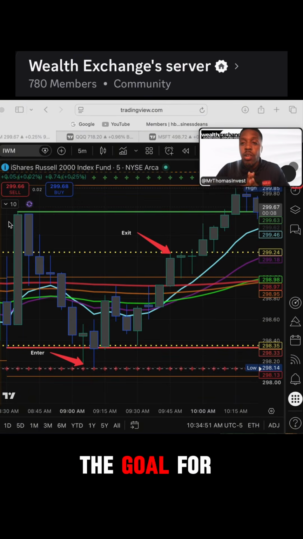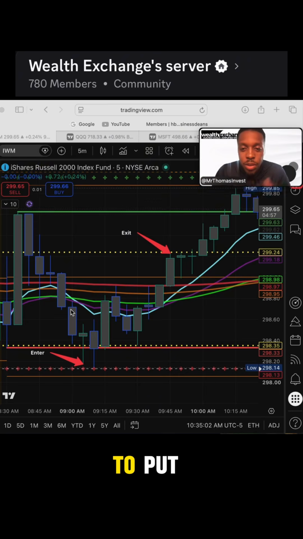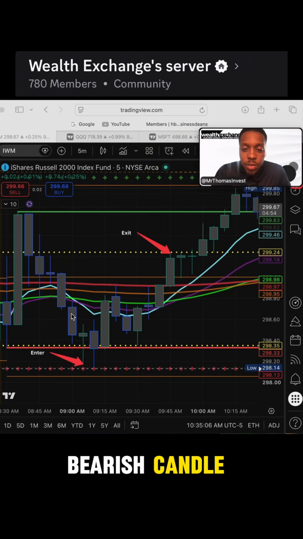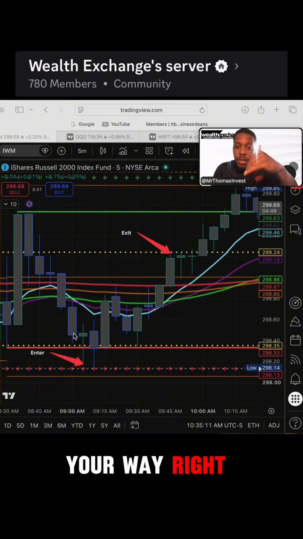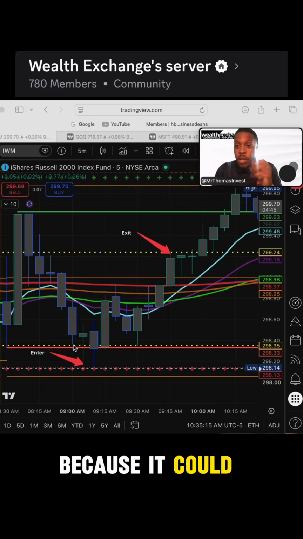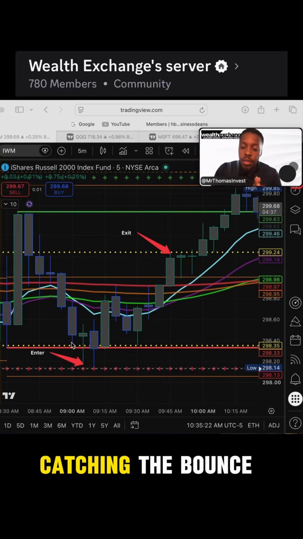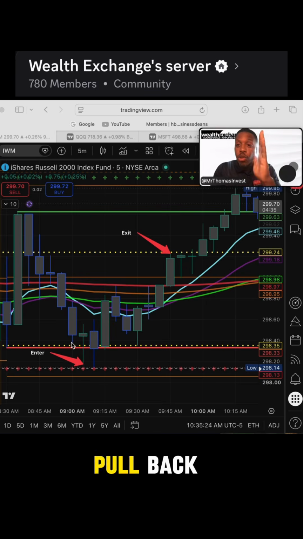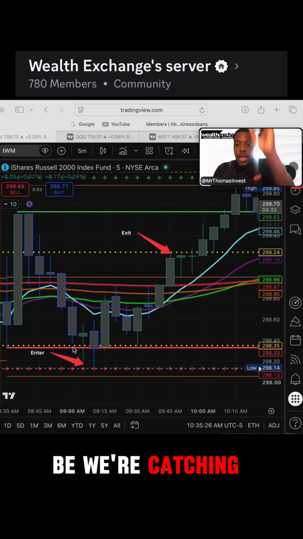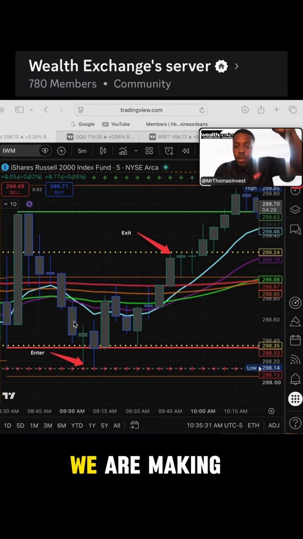For a bounce, the goal for me is to have stacked support. So let's just say you're in a put. This is my bearish candle. Let's say you're in a put and it's going your way, right? And you're gonna exit or trim before it gets to this point because it could potentially bounce up. What we're doing is catching the bounce up or the pullback, whatever it may be. We're catching it to the upside, so we're getting calls so that if it moves in our direction, we are making money.